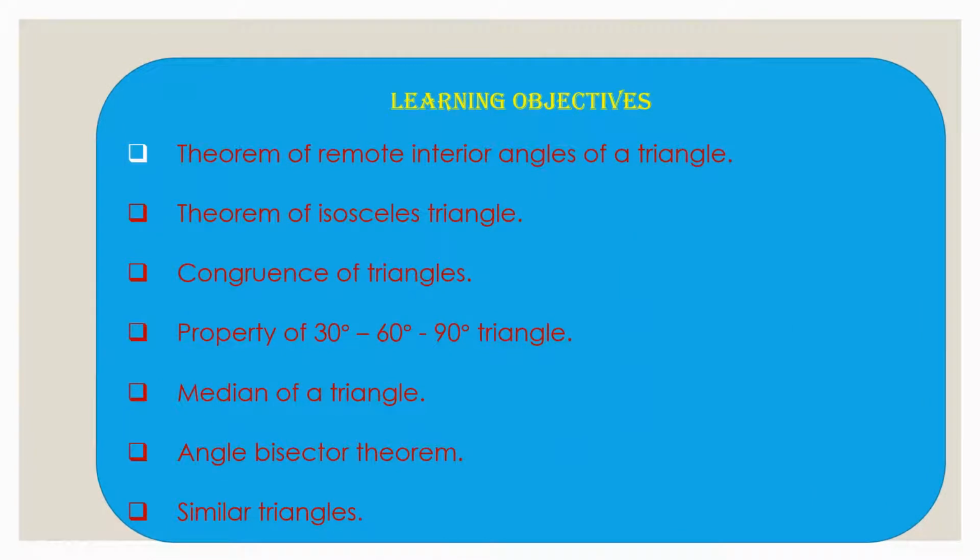Before going to the chapter, let's discuss the learning objectives. After this lesson, students will be able to understand the theorem of remote interior angles of a triangle, theorem of isosceles triangle, congruence of triangles, property of 30, 60, 90 degree triangle and median of a triangle, angle bisector theorem and similar triangles.